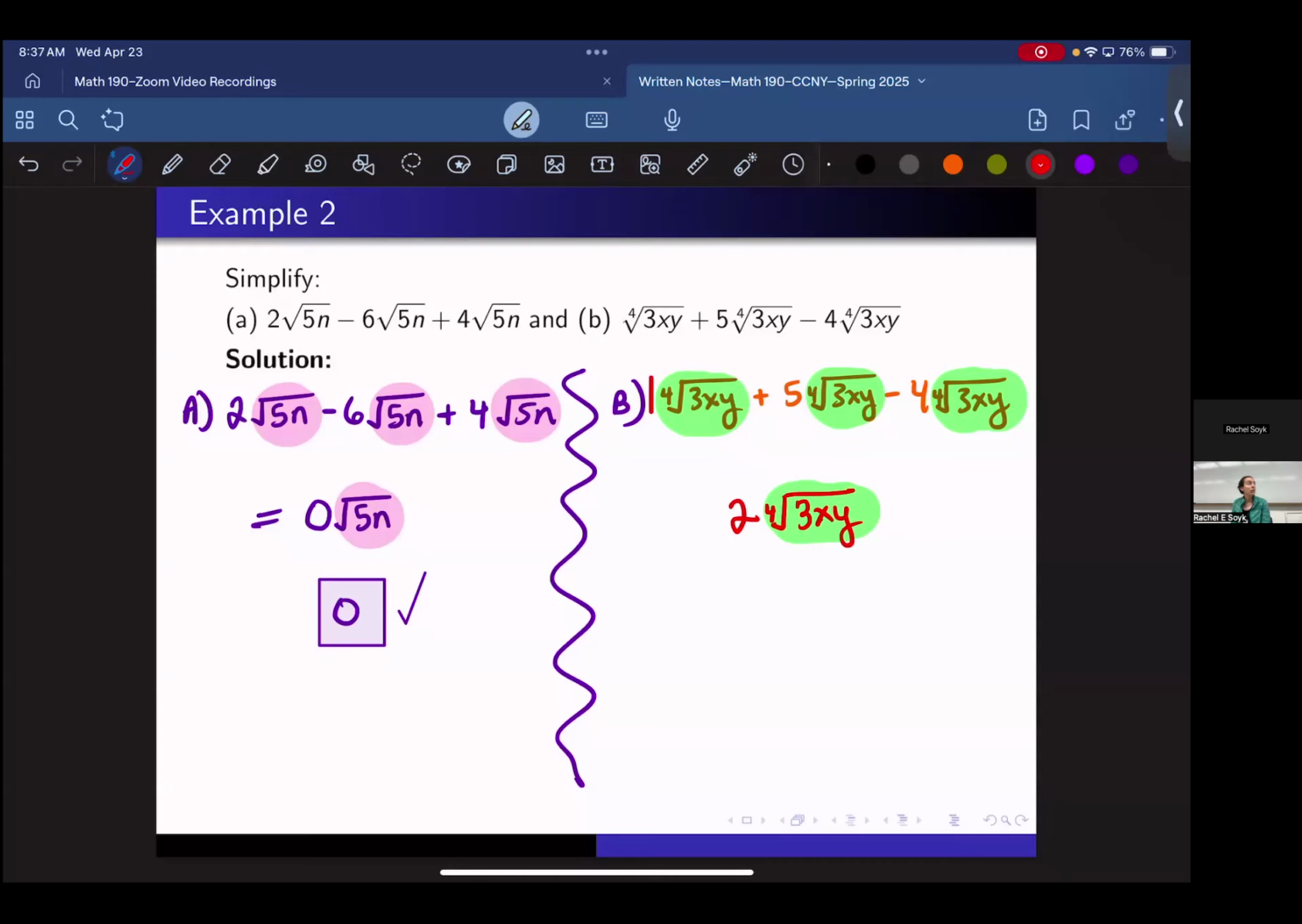All right. So our final result is 2 times the fourth root of 3xy. And we're done. Any questions at all on this page?